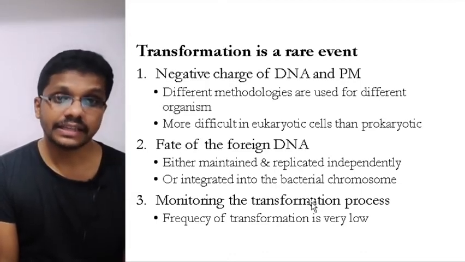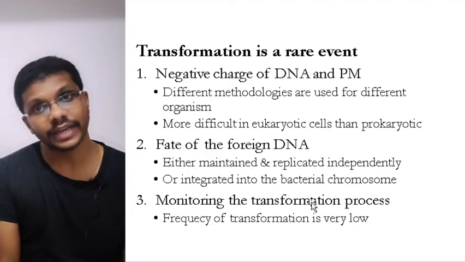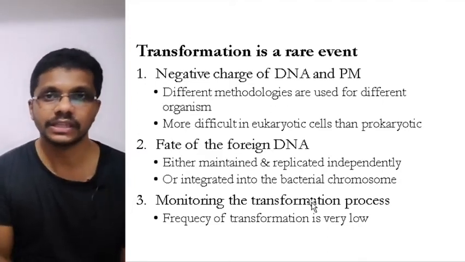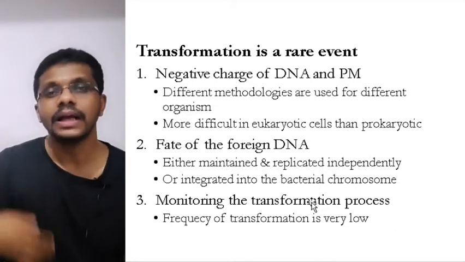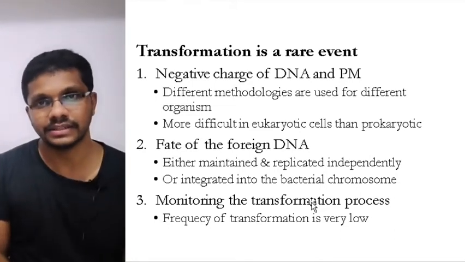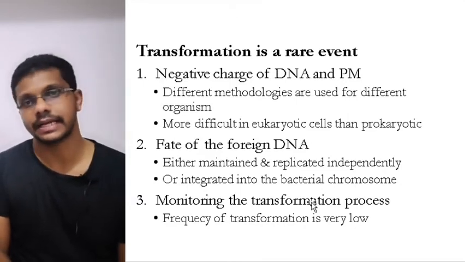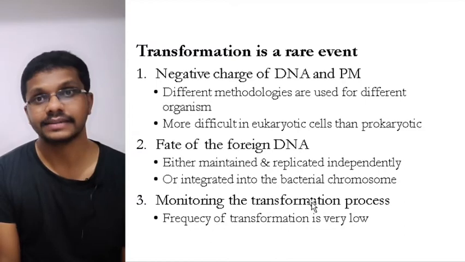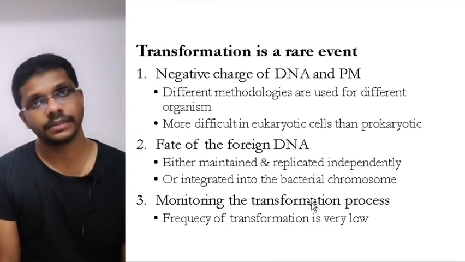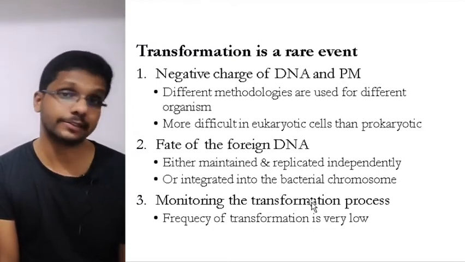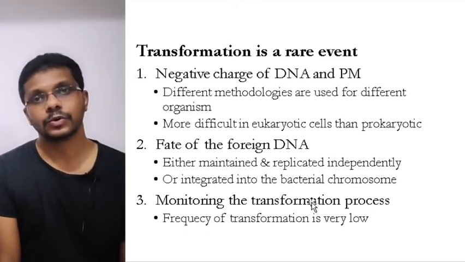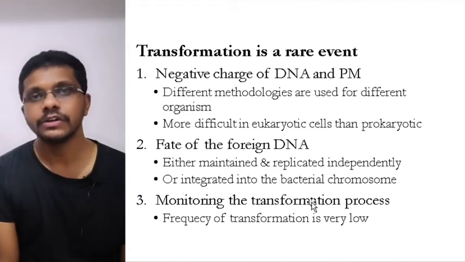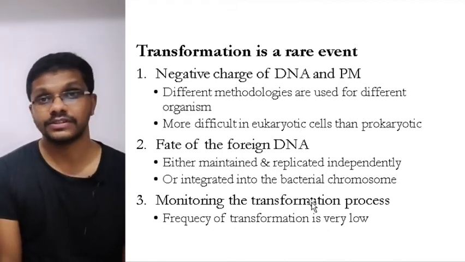The other thing is that attaining transformation in eukaryotes is much more difficult than in prokaryotes. Prokaryotes have a cell wall and a cell membrane. Once it passes the cell wall and cell membrane, it is inside the cell. But in eukaryotes, we have another hurdle, that is the nucleus. Once it has passed the plasma membrane, it also needs to be escorted into the nucleus. So there are two barriers, and the transportation to the nucleus is highly selective. So achieving transformation in eukaryotes is difficult.